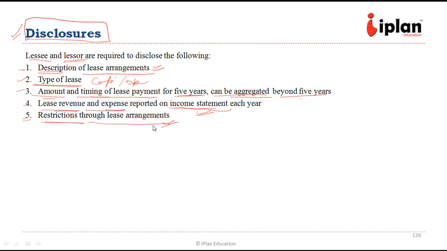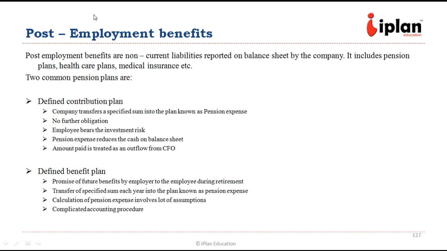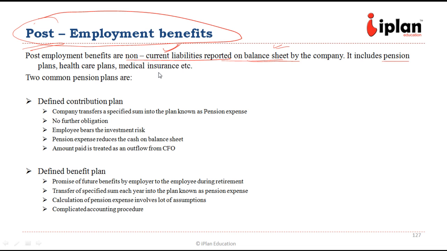Now let us move to a new topic, which is post-employment benefits. We know the companies provide pensions, healthcare plans, medical plans, etc., which are post-employment benefits. So these are non-current liabilities. They are long-term liabilities which have to be paid when the employee is retired. They are reported on balance sheet by the company, which can include pension plans, healthcare plans, medical insurance, etc.